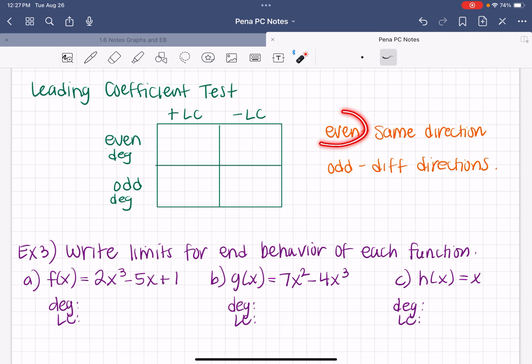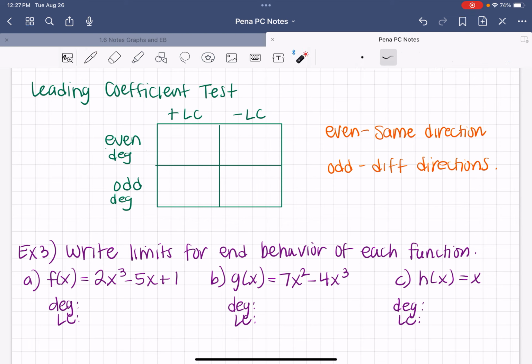If you have something that has an even degree, so remember degree is the highest exponent, both ends are going to point the same direction. If it's odd, both ends are going to go different directions. Then the leading coefficient, so I put plus LC if it's positive, and then LC negative if it's negative. Okay, so let's look at that table.